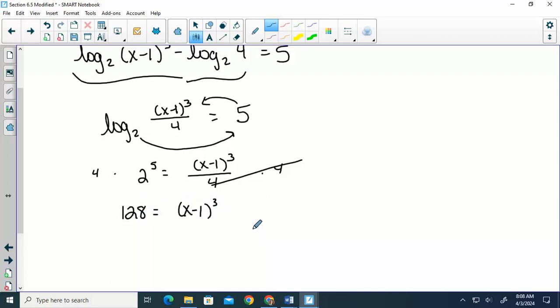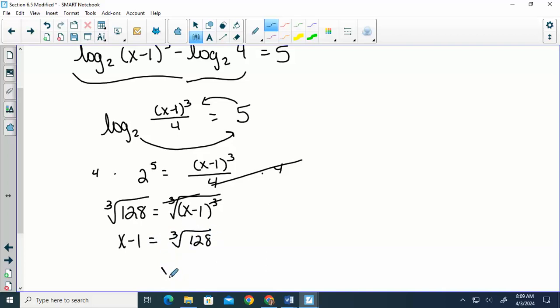Okay. How do we get rid of a cube? Take the cube root. When do you have to have a plus or minus on these? Anytime it's an even root, so like a square or a fourth. Does the cube root of 128 work out nicely? So we could give a decimal, we could keep it, but then what would be the next step? So we would have x minus 1 equals the cube root of 128.